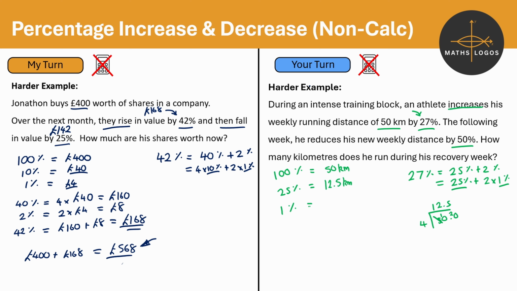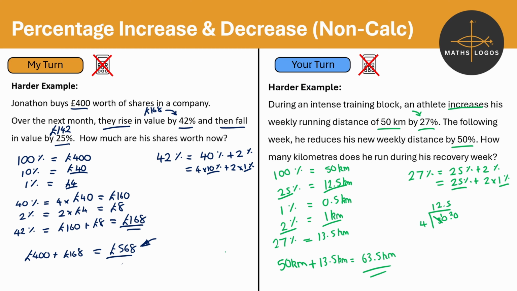1% is equal to 50 divided by 100, which is 0.5 kilometers. And then I just need to work out 2%. So I'll double the half a kilometer to give me 1 kilometer. 27% then is going to be the 2%, add on the 25%, so it's the 12.5, add on the 1, so it's 13.5 kilometers. So we'll take our 50 kilometers and increase it by 13.5 kilometers, which gives us 63.5 kilometers. That's his new running volume after the increase.